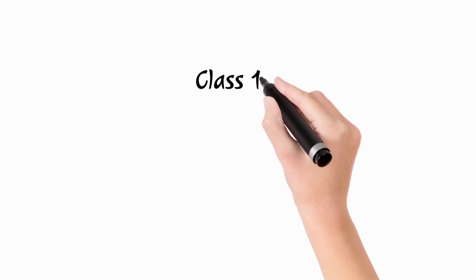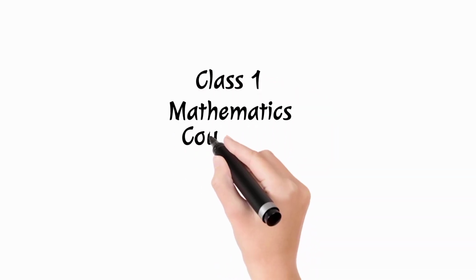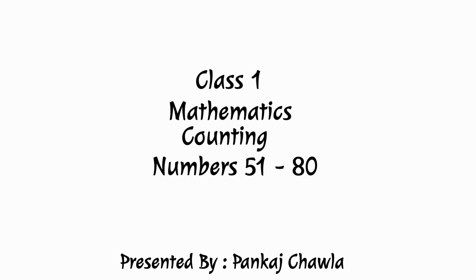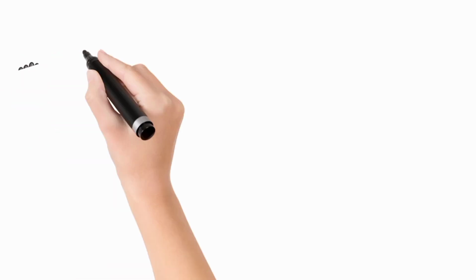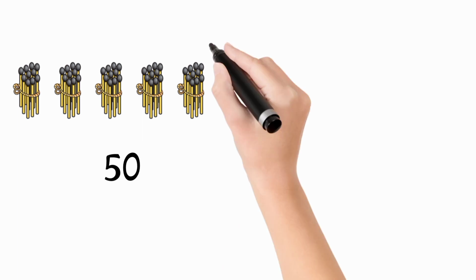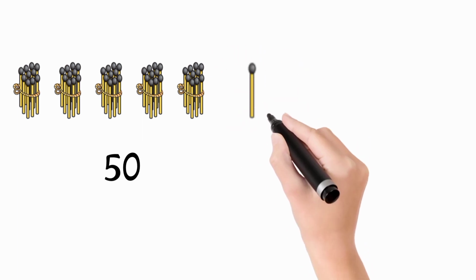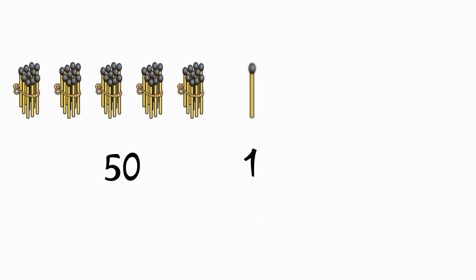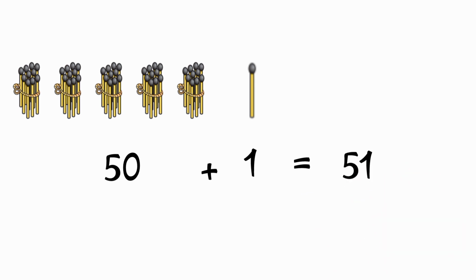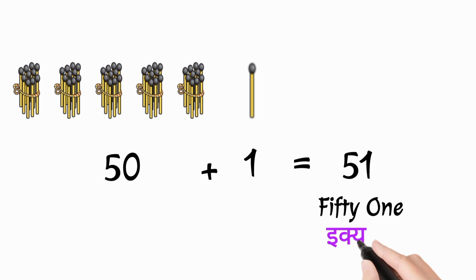Hello everyone. Today we are going to learn the counting of the numbers from 51 to 80 in the mathematics of class first. We have 5 bundles, which means 50, and 1 loose matchstick. So 50 plus 1 is equal to 51. 5 tens and 1 ones. 51. इसे 51 कहते हैं.